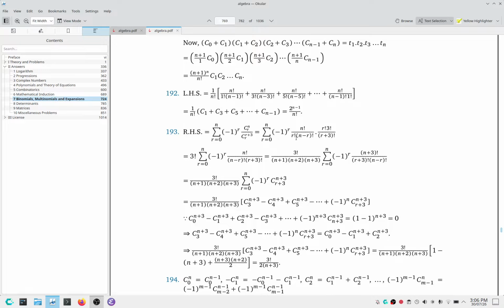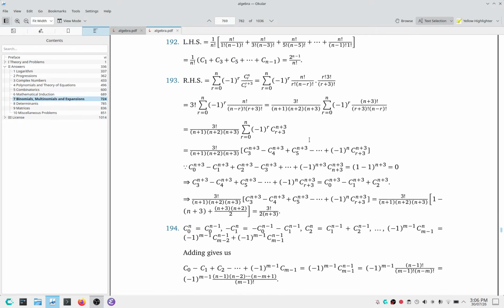It becomes n factorial upon r factorial times (n-r) factorial times r factorial times 3 factorial upon (r+3) factorial. So you see r factorial gets cancelled, and 3 factorial we take out, we are left with n factorial upon (n-r) factorial times (r+3) factorial. So what we do is we multiply and divide by (n+1)(n+2)(n+3). So numerator becomes (n+3) factorial, denominator becomes (r+3) factorial times (n-r) factorial. This is nothing but n+3 Cr+3.